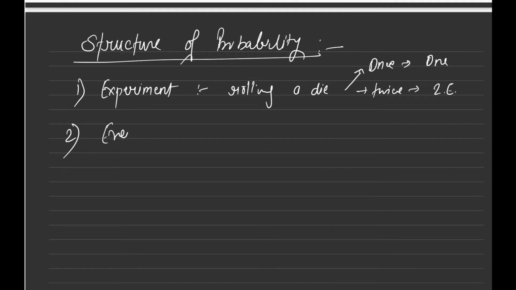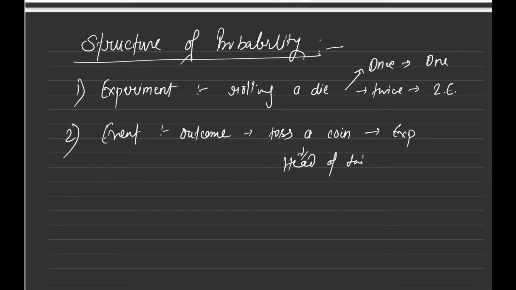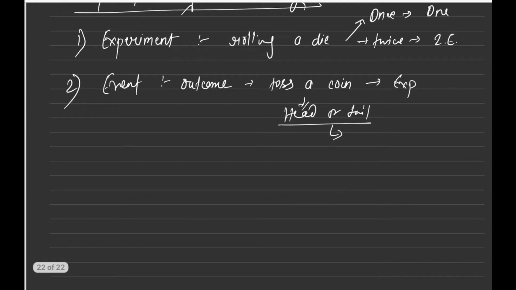Okay, the second is your event. Now event is nothing but your outcome. It can be favorable, it can be non-favorable, but it's the outcome. For example, if you toss a coin, so tossing a coin is an experiment, right? But the outcome, head or tail, is the event or the outcome. Okay, so these are the experiment and event.